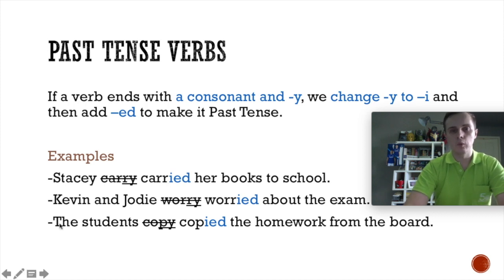Kevin and Jodie worried about the exam. Again, the verb worry ends with the consonant R and then the letter Y. So we change the Y to I, add ed, worried about the exam. The students copied the homework from the boards. The verb copy ends with consonant P, then the letter Y. So we change Y to I, add ed, copied, C-O-P-I-E-D.